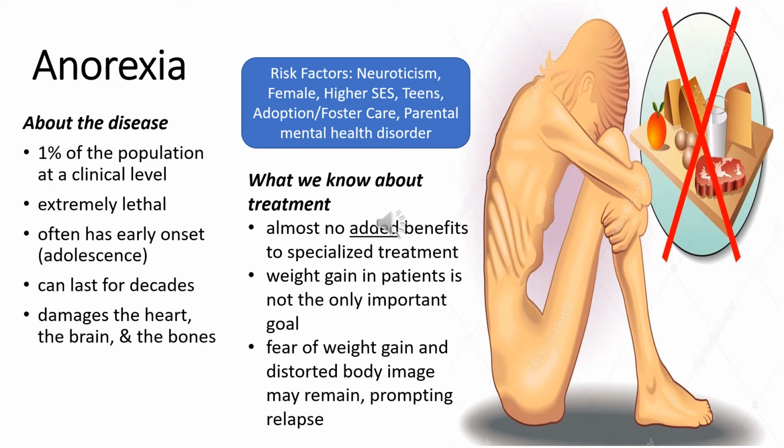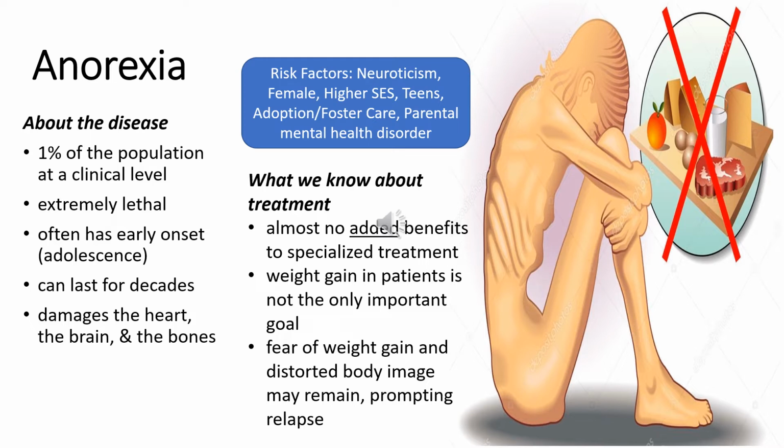Okay, so anorexia nervosa is one of the deadliest psychological disorders. It affects just about 1% of the population at the clinical level. It often has an early onset in adolescence. People can struggle with it for decades, and it can obviously create damage to a lot of different parts of the body. In terms of treatment, at least a third of people treated for anorexia still struggle and aren't able to recover.